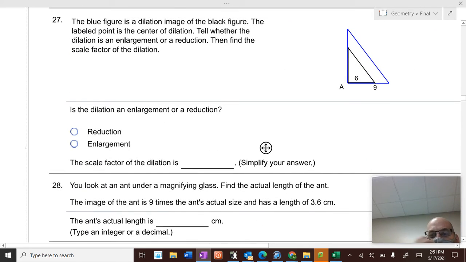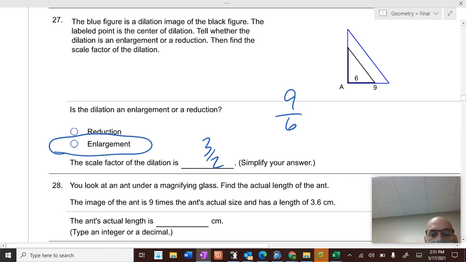A dilation. So it's new to old. Blue is new. New to old is 9 over 6, which is 3 over 2. So if the new is bigger, it's an enlargement. If the new is smaller, it's a reduction.